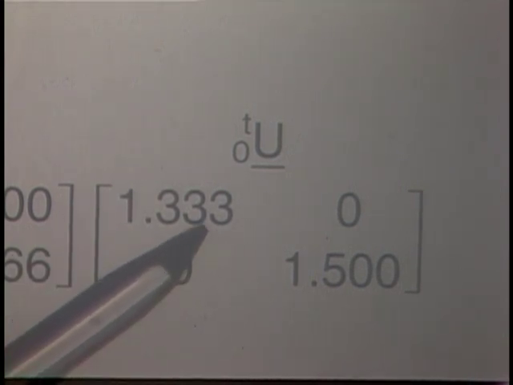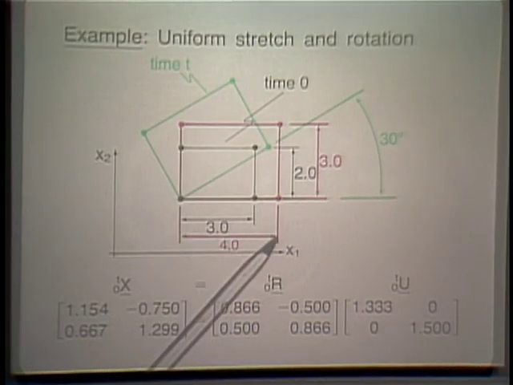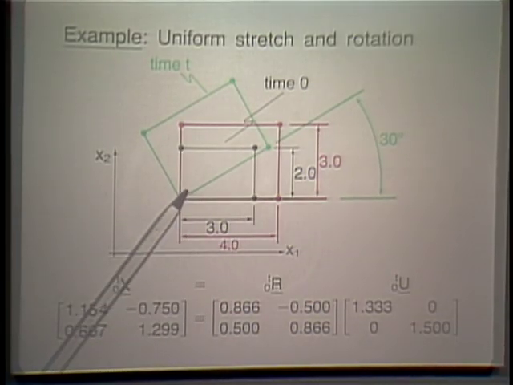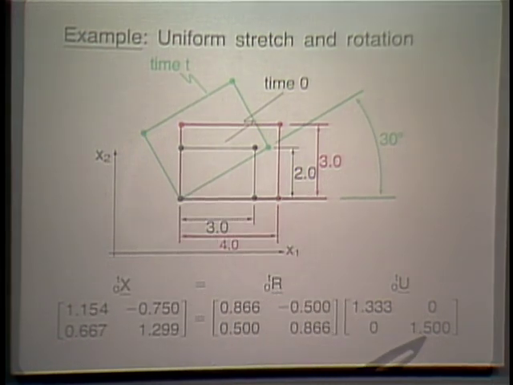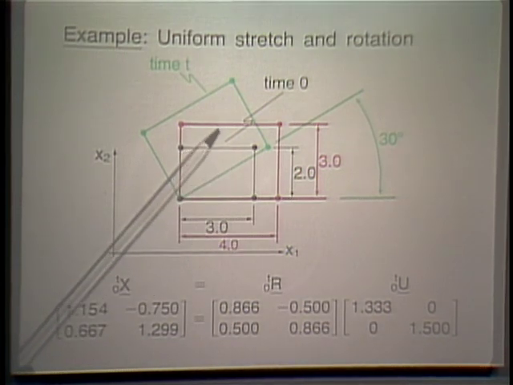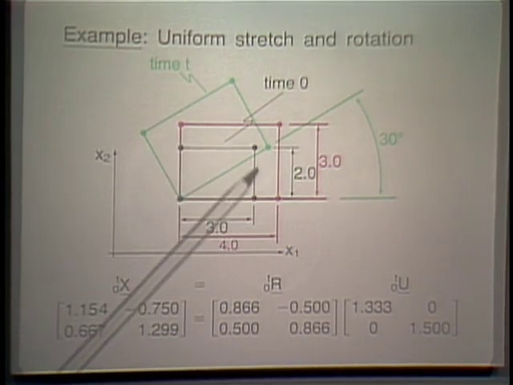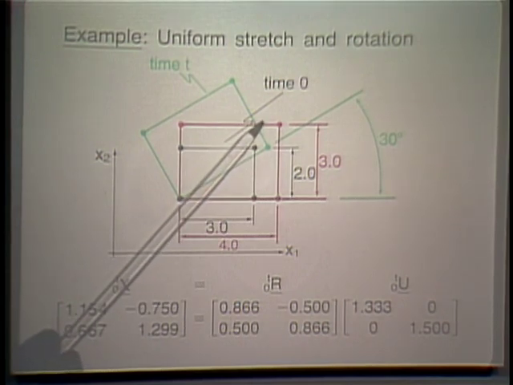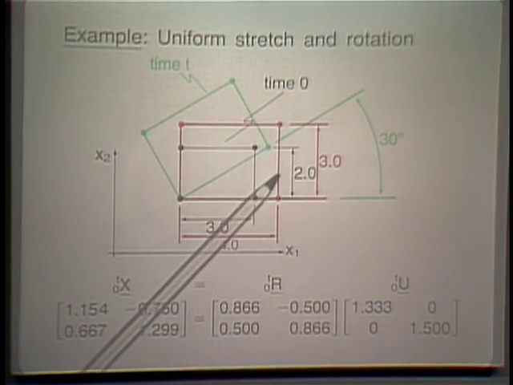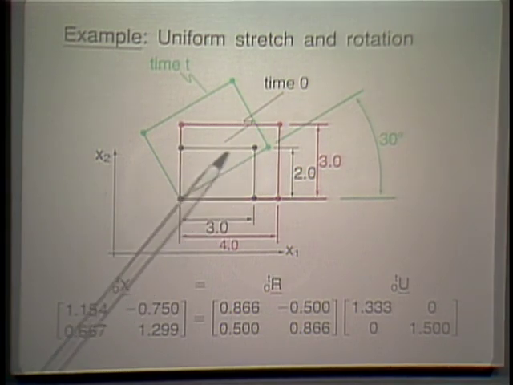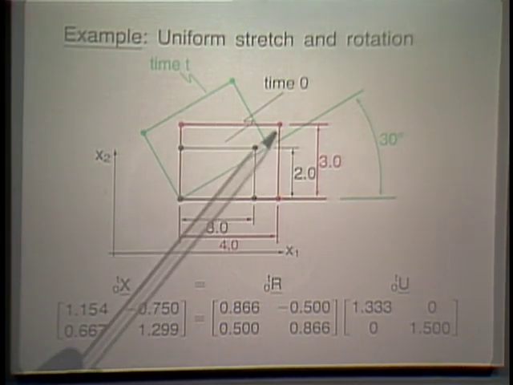1.33 is nothing else than 4 divided by 3. In other words, the stretching into the x1 direction. 1.5 down here is nothing else than the stretching into the x2 direction. Namely, 2 goes over into 3. 3 divided by 2, 1.5. Notice that these off-diagonal elements are 0. The reason being that there has been no shearing from the original configuration to the red configuration.